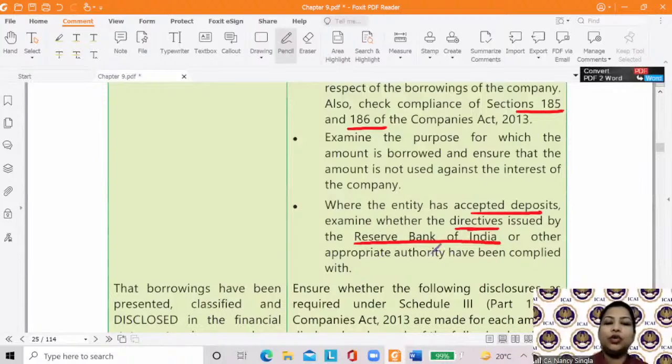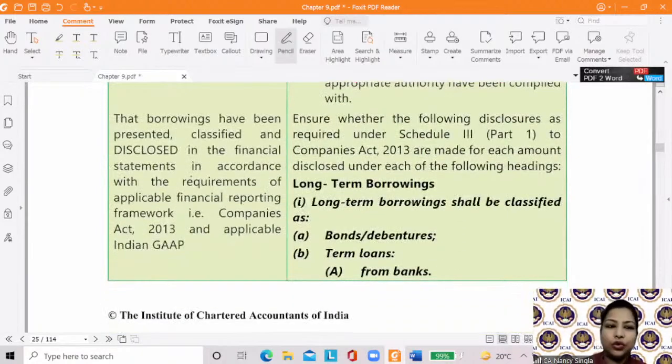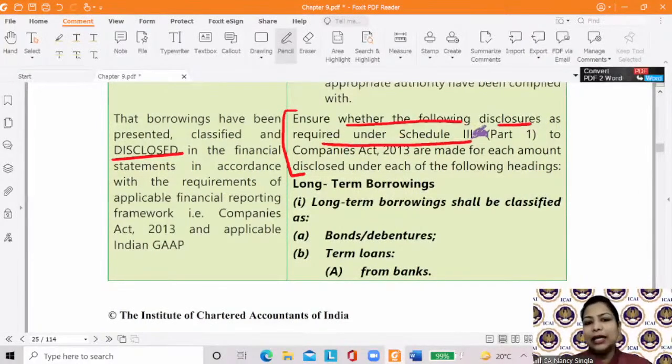Okay? So now we'll be doing the disclosure part, which may appear to be lengthy, but it is very simple. Okay? So we will be discussing the disclosure part one by one, and now I think I can expect that you have started learning this line. Okay? Because we are now reading this line the third time. Ensure whether the following disclosures required under Schedule 3, Part 1 to the Companies Act are made for each amount disclosed under each of the following headings.